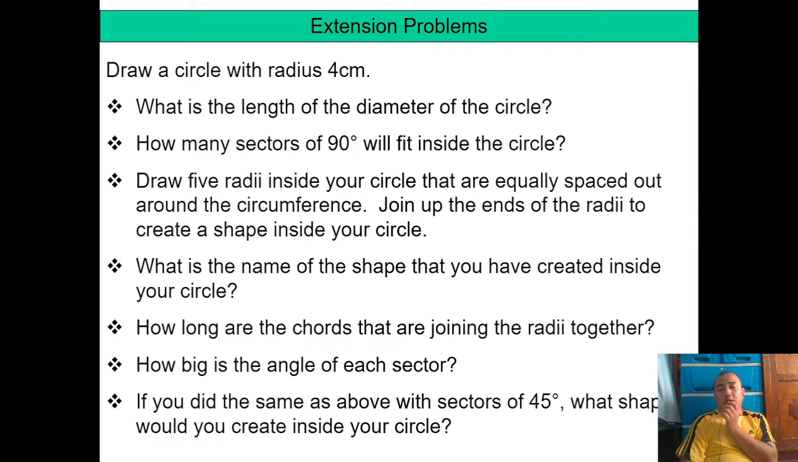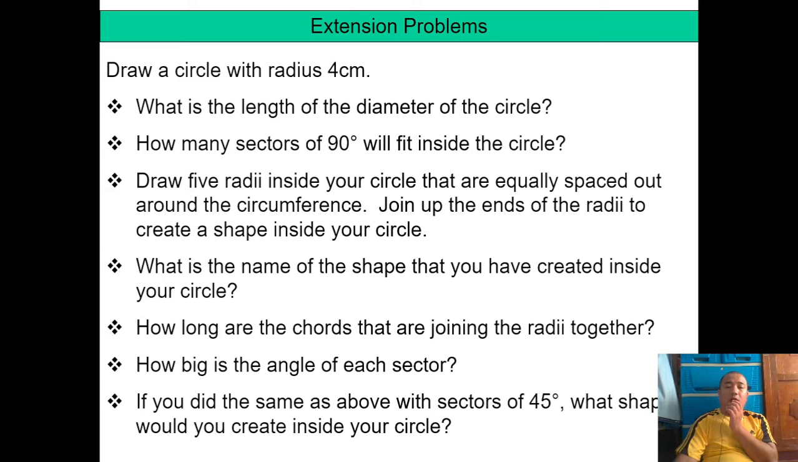How many sectors of 90 degrees will fit inside the circle? Since 90 degrees is 1/4 of 360, there are 4 sectors that will fit inside the circle. Draw 5 radii inside your circle that are equally spaced out around the circumference. Join up the ends of the radii to create a shape inside your circle. What's the name of the shape that you have created inside the circle? Pentagon, diba? It consists of 5 sides.